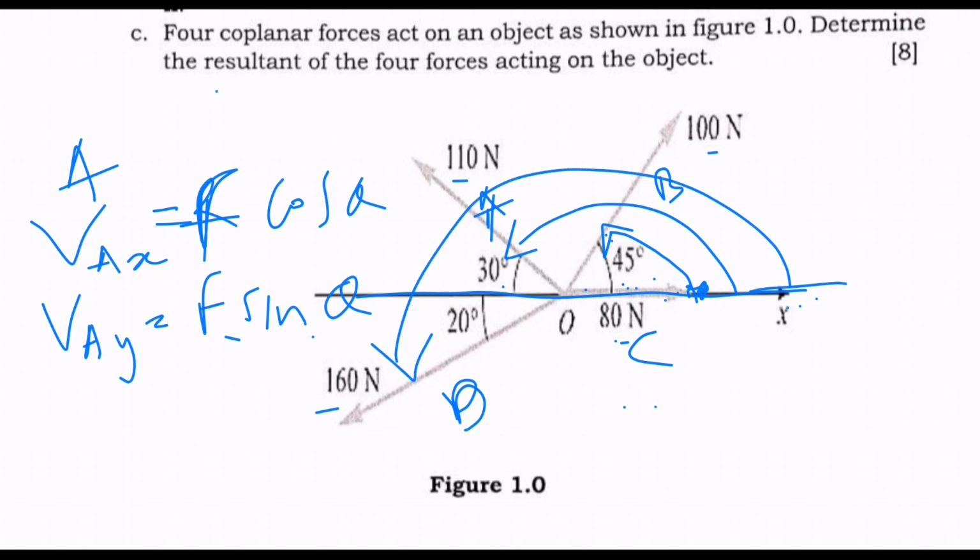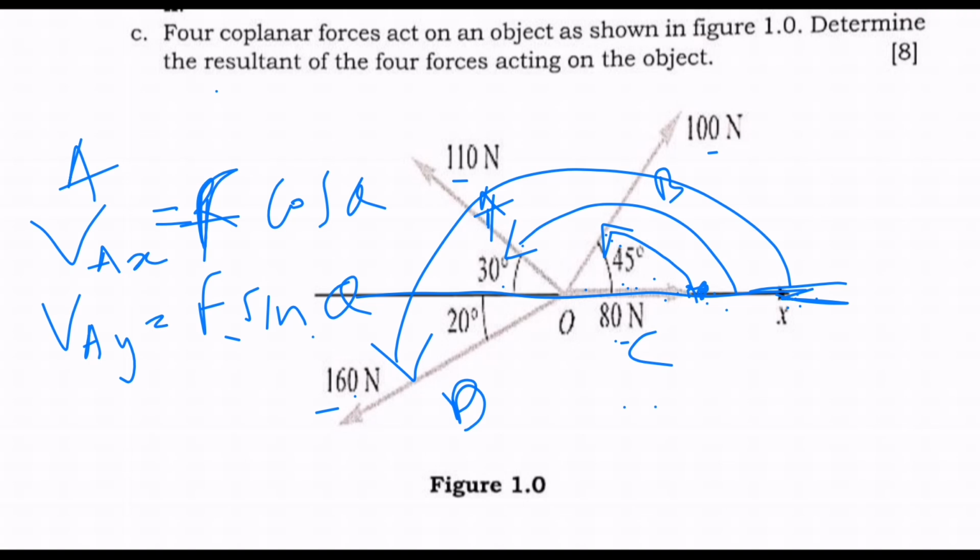I hope it's clear. Let me repeat what I'm saying. In vectors, how do you get the angle? The angle starts from the x axis. That is where we start reading the angles from. So here we get 45, here we get this angle, and here we get this angle. I hope it's clear.